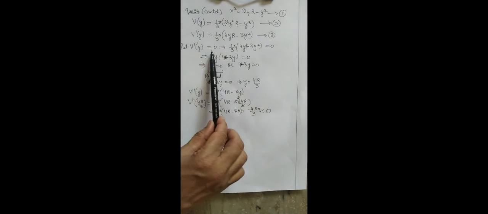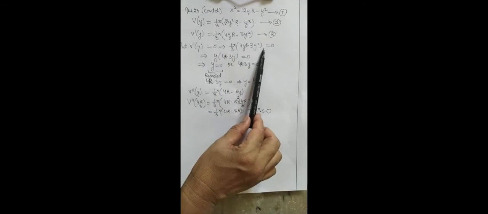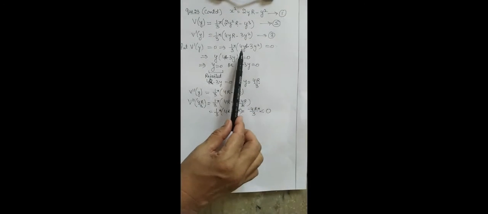Now for finding the critical points, I will put V dash y as 0. That means this expression as 0. Then making its factors, here it should be pi.